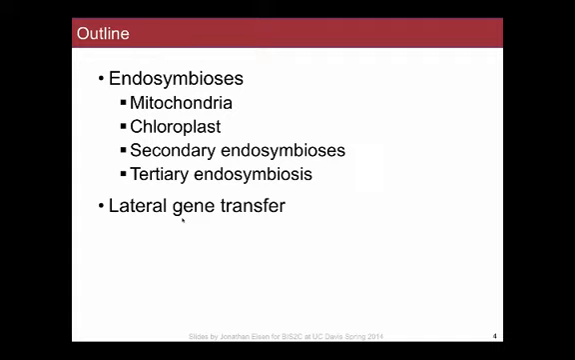And these two processes are both examples of cases where drawing a simple evolutionary tree with bifurcations, that is, two branches coming out of a node, is not sufficient to represent the complicated web of life, the evolutionary history of life that actually has occurred.